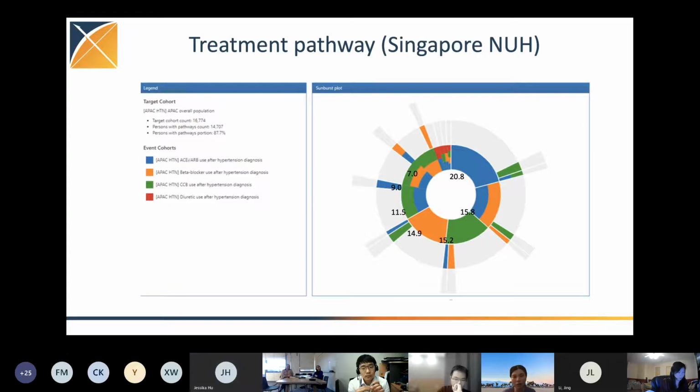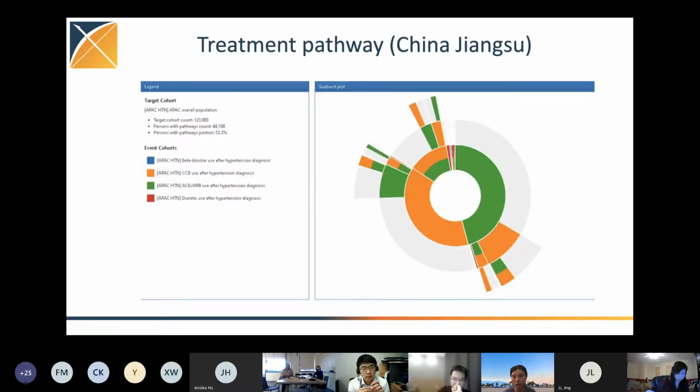And then look at Singapore. It's very different too. Like many people on only 1 drug, you can see. Not many people are having more than 2 or 3 drugs. And then in China, in Jiangsu.